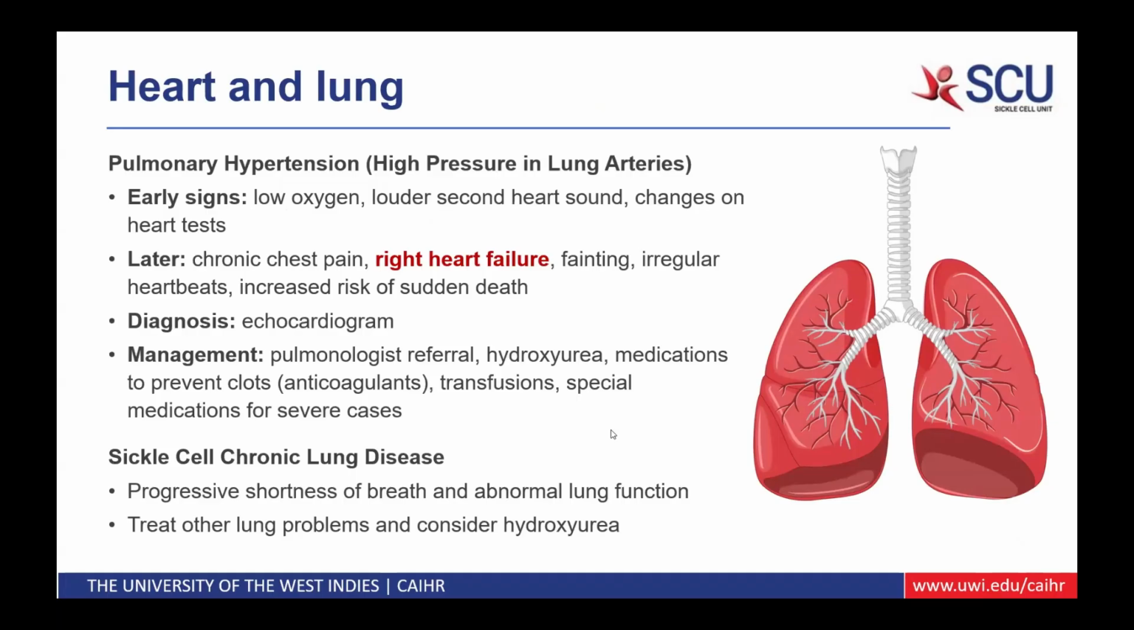When it comes now to the heart and the lung, there are definitely quite a lot of complications that can happen. I'm going to focus on the major ones. In terms of both the heart and the lung, it is possible to have what we call pulmonary hypertension. What that really means is that you have high pressure in the lung arteries. And basically, what can that look like? So you may notice that you have low oxygen.